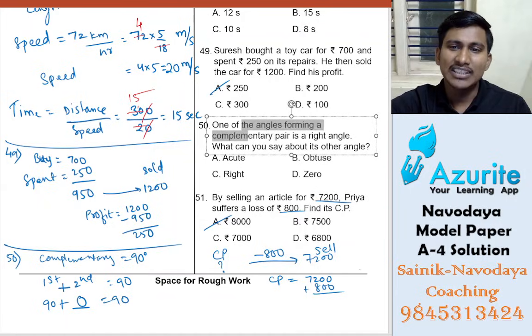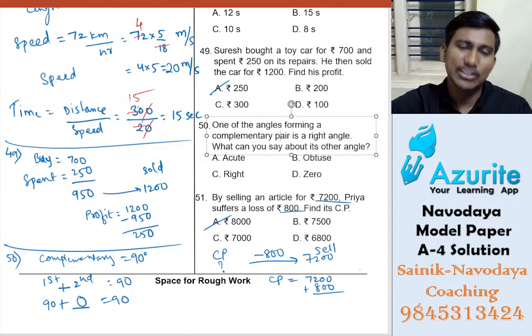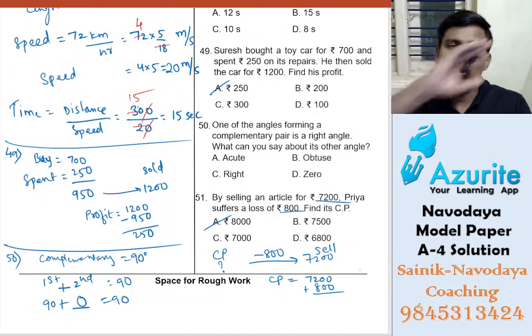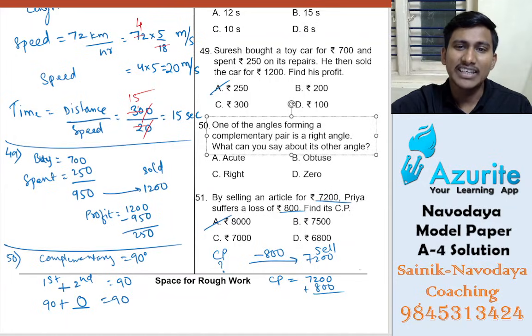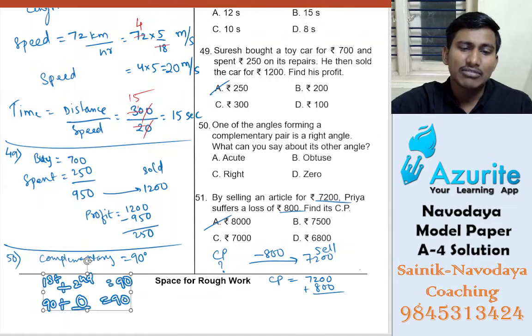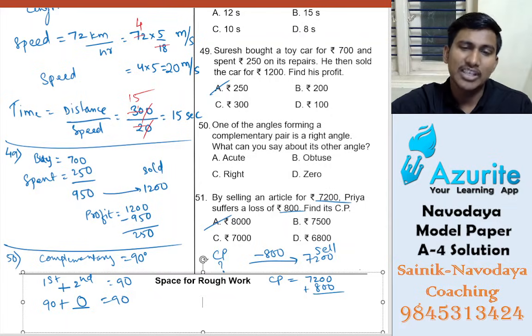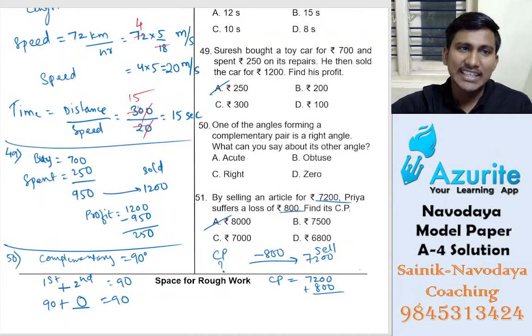One angle forming a complementary pair is a right angle, what can be said about the other? So one angle is a right angle means the other will be 0, because complementary angle total will be 90 degrees. First angle plus second angle. They have given one angle, the first angle, which is 90 degrees. Then the other angle, the second angle, will be how much to get 90 degrees sum total? So 90 plus 0 is 90. It cannot be other than that. So that is 0 angle, so option D is the answer for the 50 question.